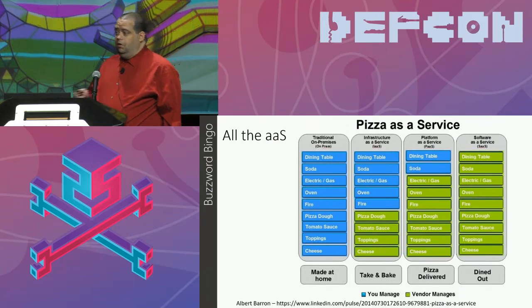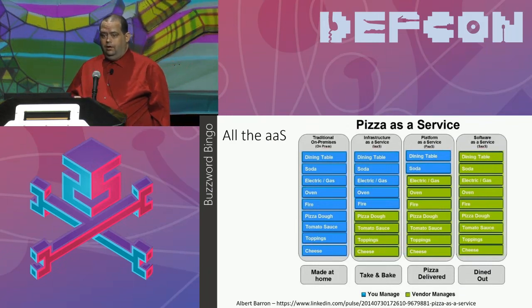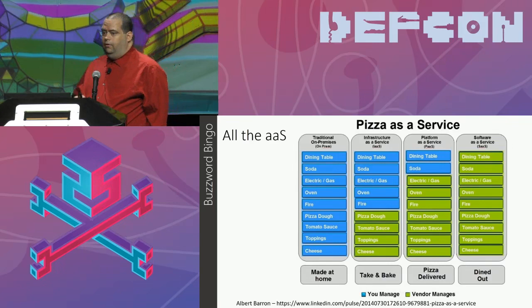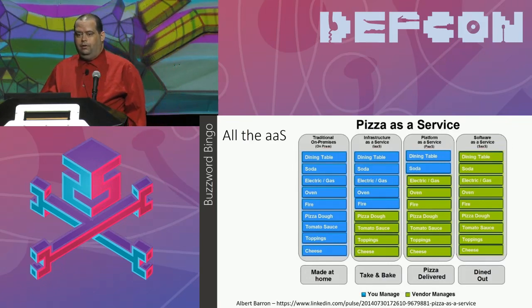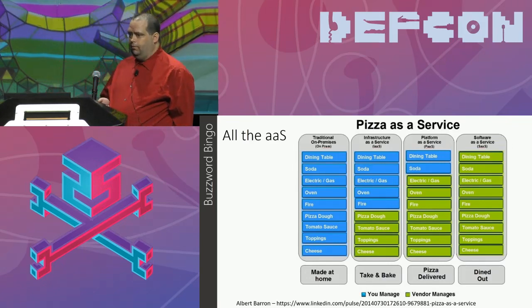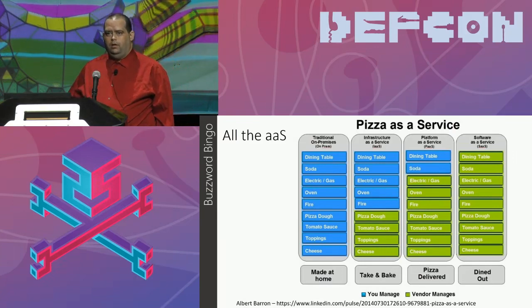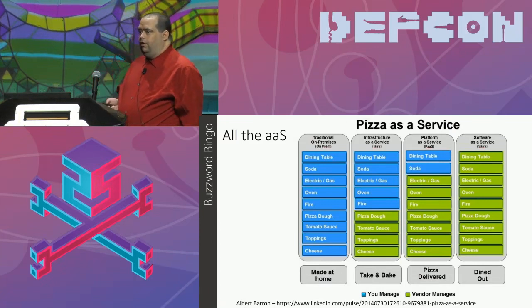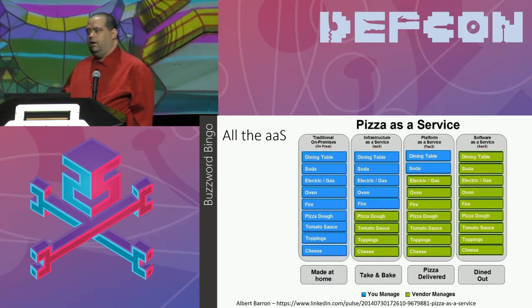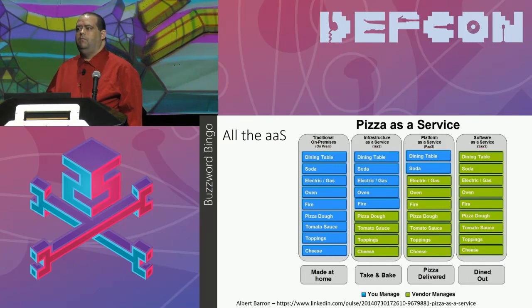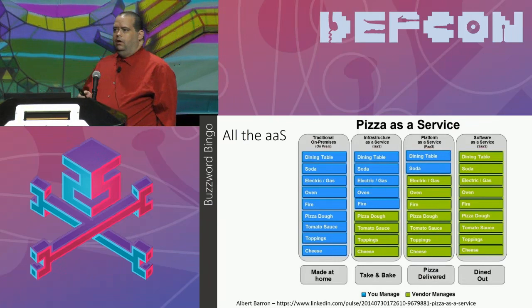Now there's all the as-a-service words, and Albert Barron posted this pizza as a service chart on LinkedIn a couple years ago, and it's really a good description of what you have. If you consider traditional on-premise as a pizza, you're making it at home, you're buying the ingredients, you're making it yourself, you're serving it up. You are responsible for everything. And then you have infrastructure as a service, or take and bake. You've picked up the pizza from somebody, they've made it for you, but you're responsible for cooking it and serving it.